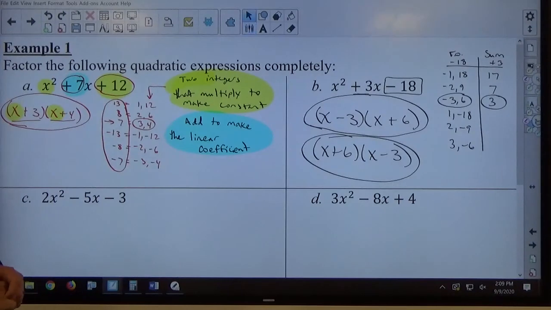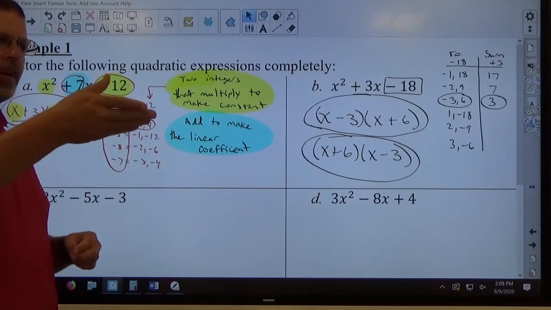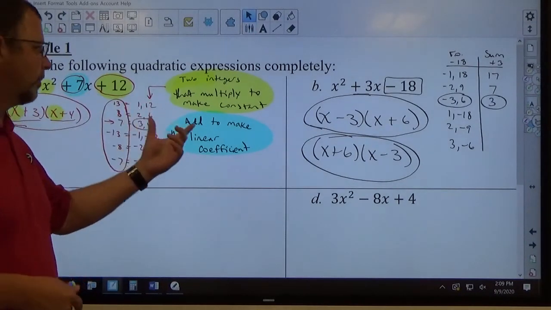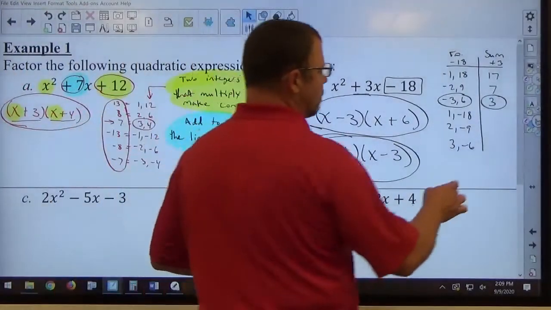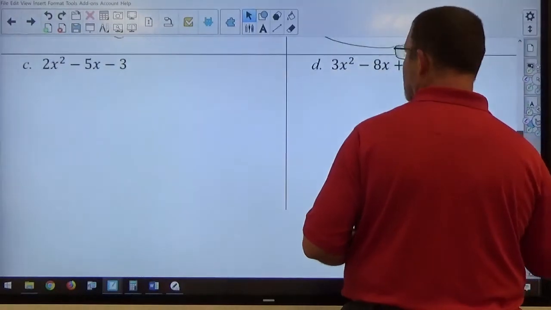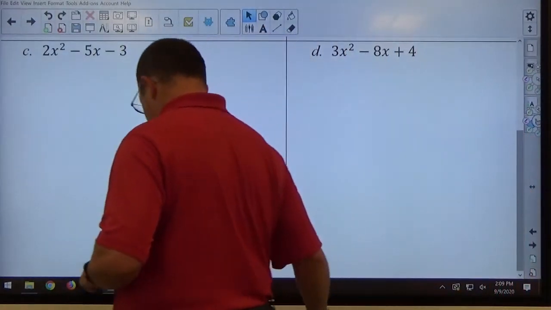Right now, we're just going to be able to factor once. Eventually, we might be able to factor multiple times. Sometimes these factor again, but we're not going to deal with those today. All right, so let's move on to the other section here, these two examples.